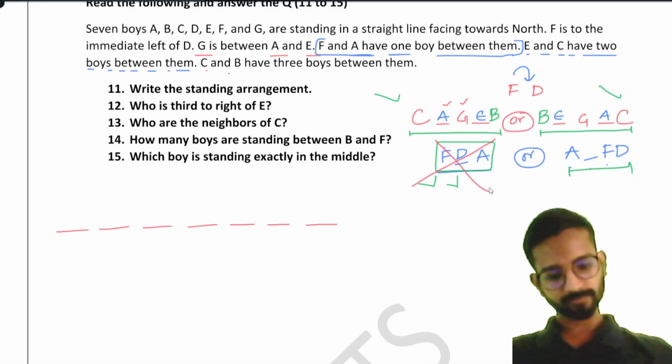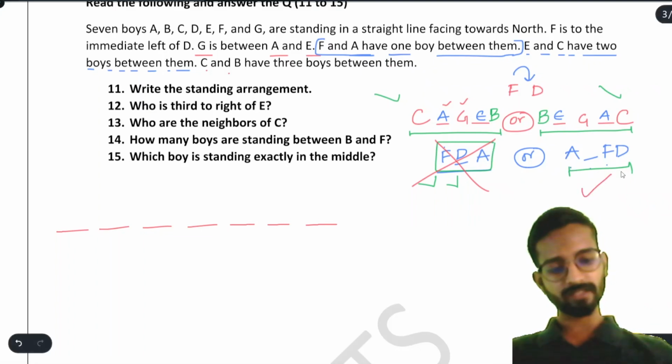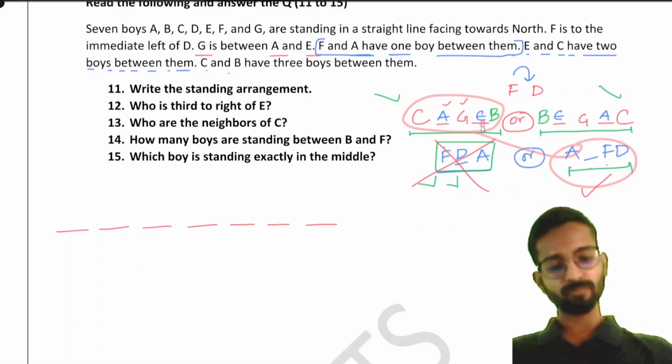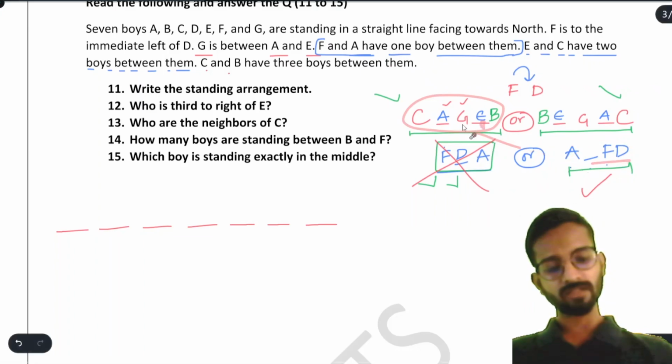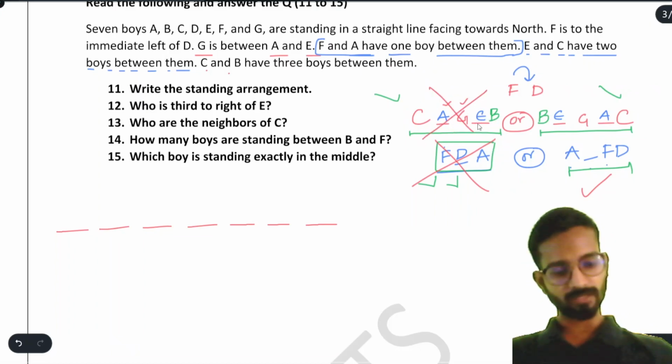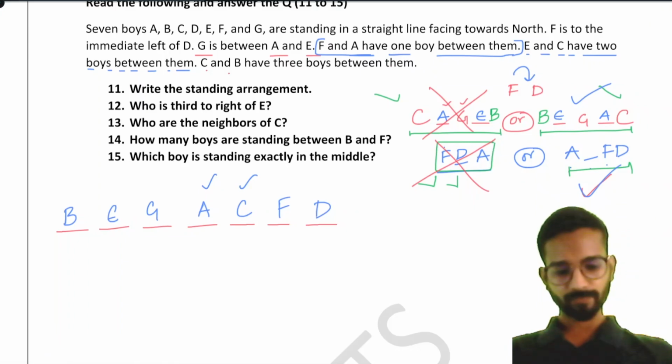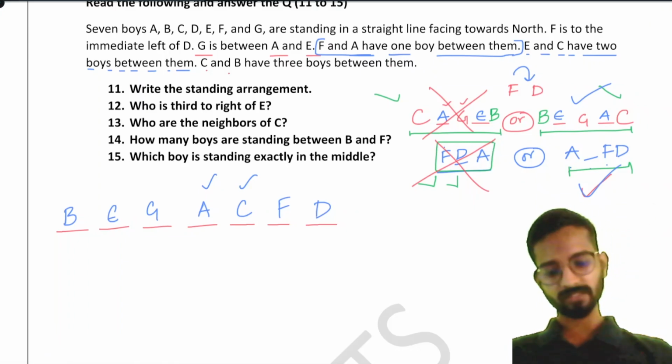Now after this, if I am saying A dash FD is my possibility, I will check again. If I put A dash FD in this, it is just impossible, because I need a blank and FD here, 3 blanks, but all the 3 blanks are filled here. So again, this possibility is also not our answer. Now, what will become our answer? This and this. How? B, E, G, A, C, and then A dash F, D. Simple enough. Now, this is our answer for this question. This is the standing arrangement.